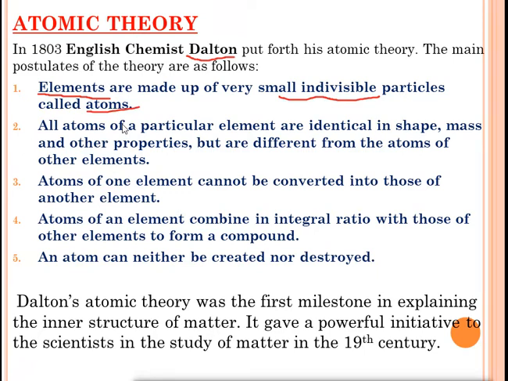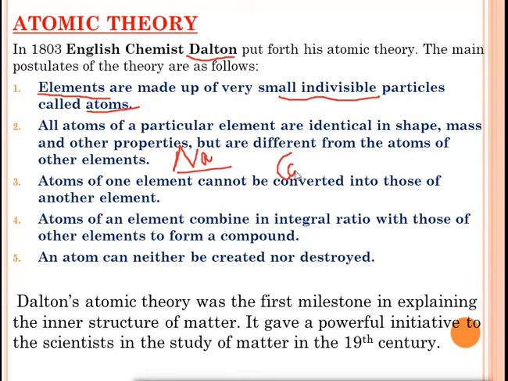Second point we have: all the atoms of a particular element are identical in shape, mass and other properties, but they are different from the atoms of other elements. Suppose we have the element sodium, symbol Na. This sodium element is made up of only sodium atoms, and all the sodium atoms present in the element sodium will be identical in shape, mass and even chemical properties.